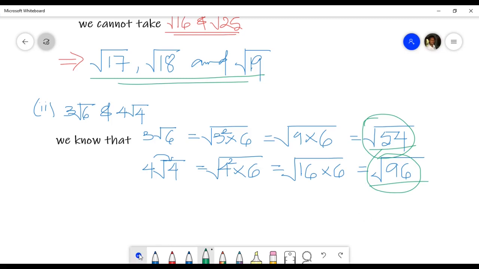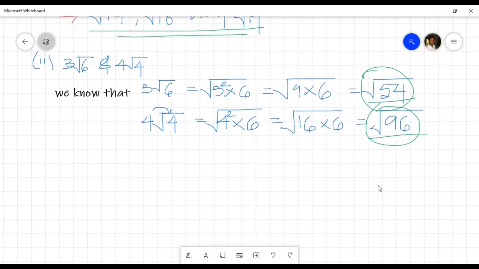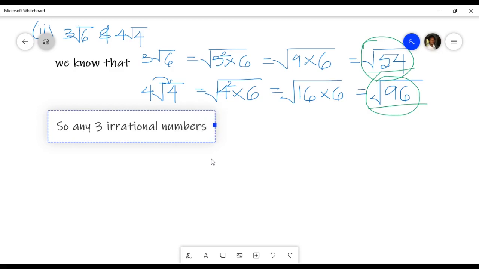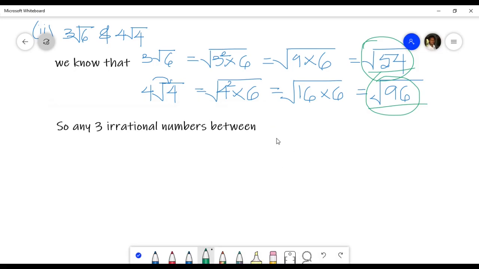Now we have got the first term and the last term. So any three irrational numbers between these two terms will be the answer for this question. But again, you have to remember that you will not use perfect squares. You will not use any of the perfect squares which are between root 54 and root 96.